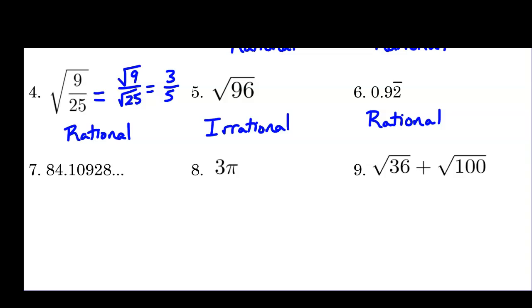84.10928... So the 3 dots indicate that the decimal expansion never terminates, but the problem is we don't have enough information to know what comes next. Could it be that it repeats the 10928 over and over again? Could. That would make it a repeating decimal, which then would be rational. Or could it be just a random sequence of numbers that continue on, which would make it non-terminating, non-repeating, and irrational? Well, that could be true too. So we don't have enough information here to figure it out. So we'll say cannot be determined.